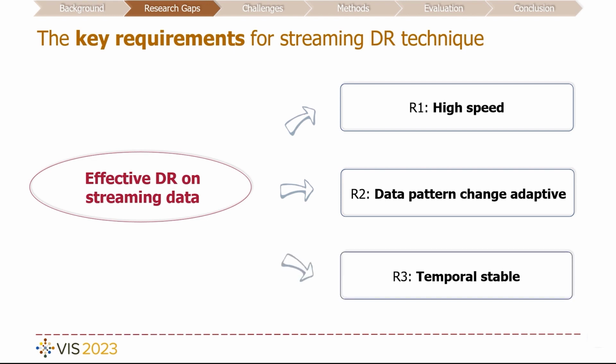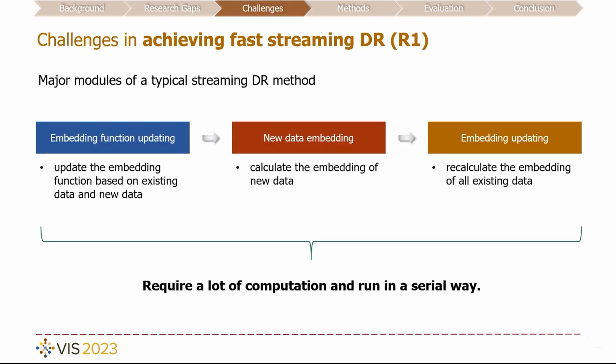The third requirement is temporal stability. Even when data patterns change, the DR method should maintain the stability of the embedding results, assisting analysts in retaining a consistent mental map and reducing cognitive load. However, meeting these requirements is not a straightforward task.